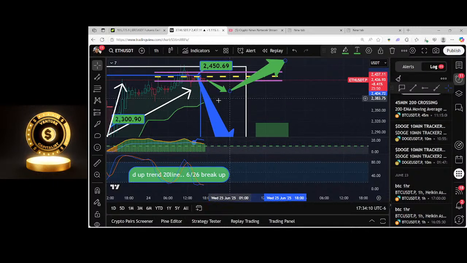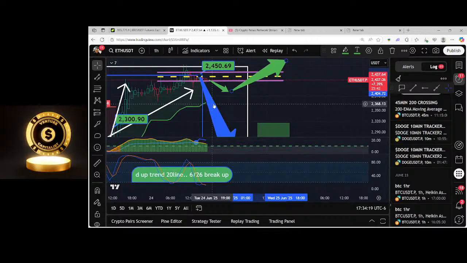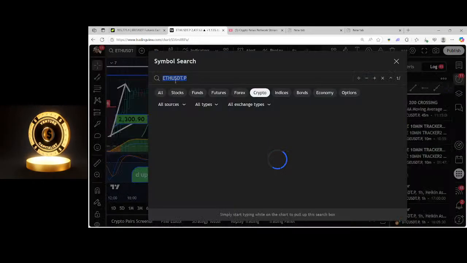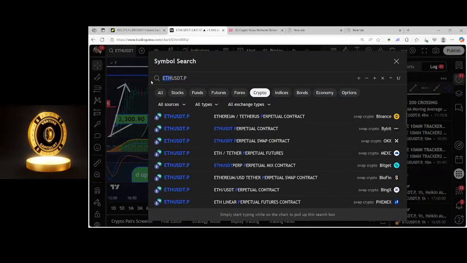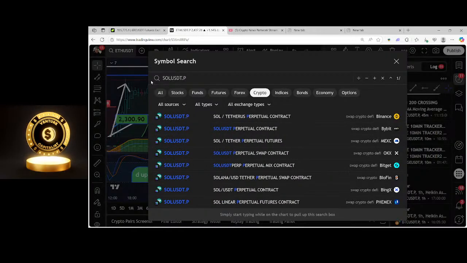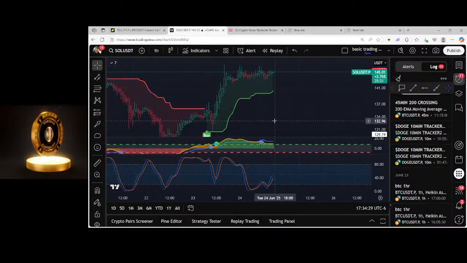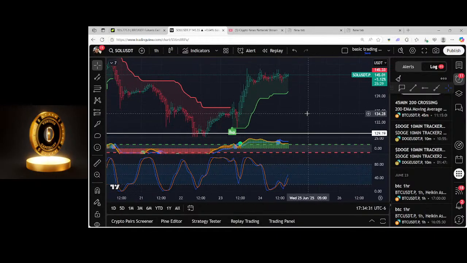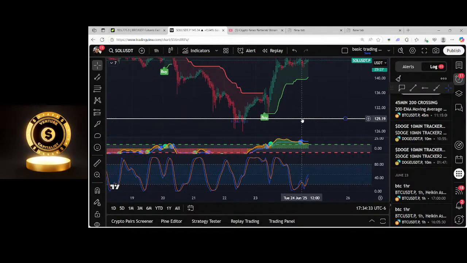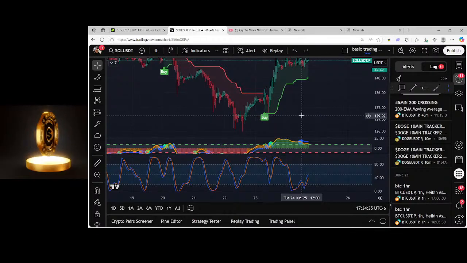So, what do you think about Solana, Coach? Would Solana be a good trade right now because of where everything is? So this is where, when you adjust your coins and everything, you have to start adjusting the settings here.